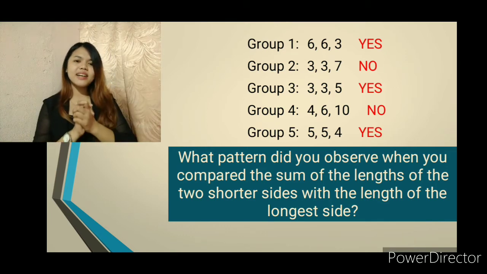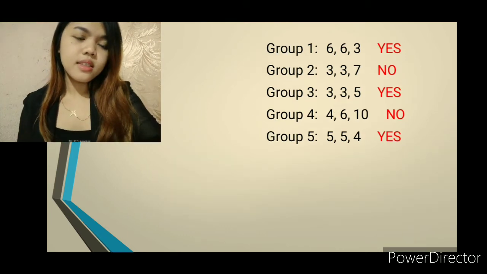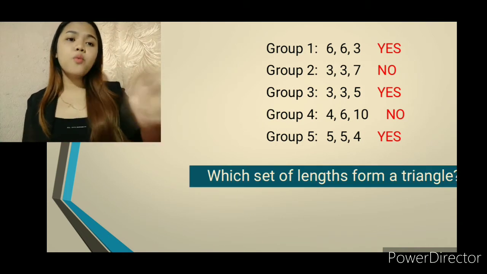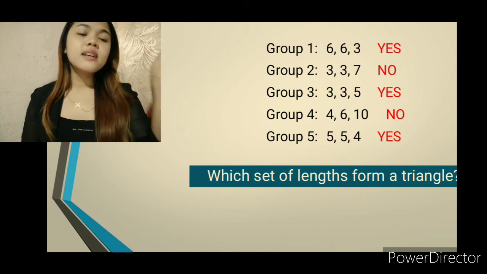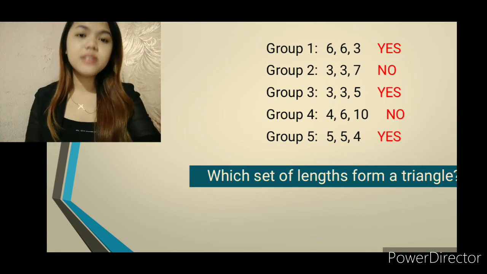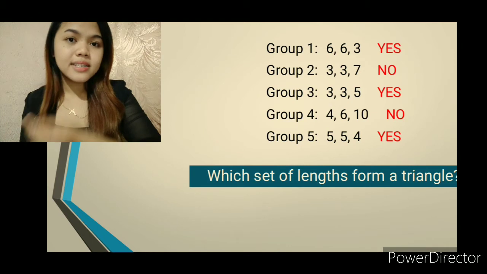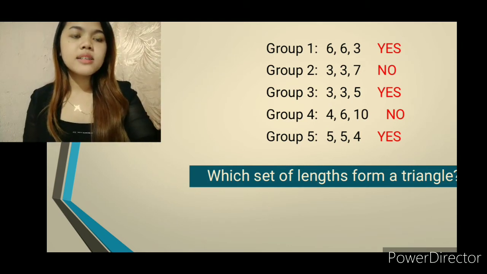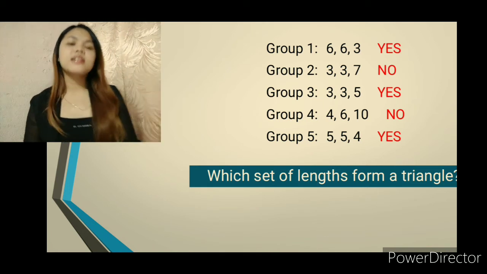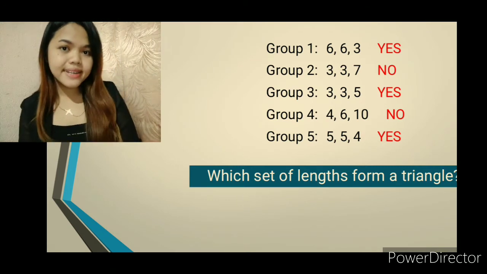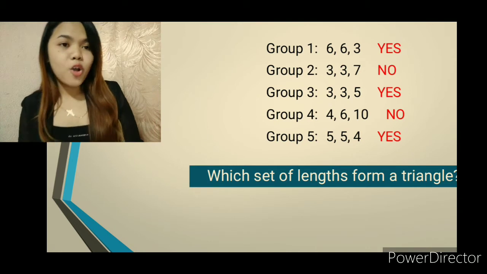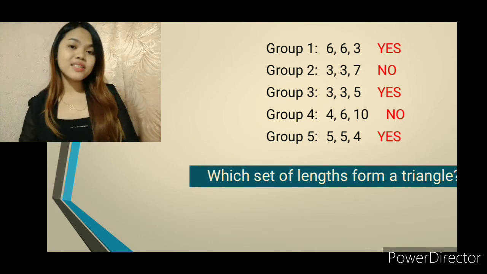Very good, class. So as you can see here, we have which set of lengths form a triangle. We have group 1, as what we said, the sum of the two shorter lengths of a triangle is greater than the longest length. So we have group 1: 6, 6, 3. The sum of the two shorter lengths, 6 and 3, equals 9, and is greater than the third side, or the longest side, which is 6. So 9 is greater than 6.